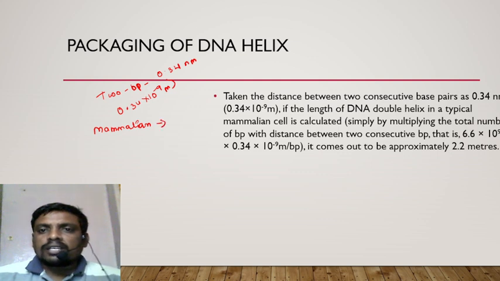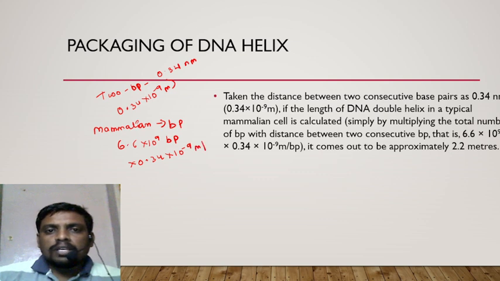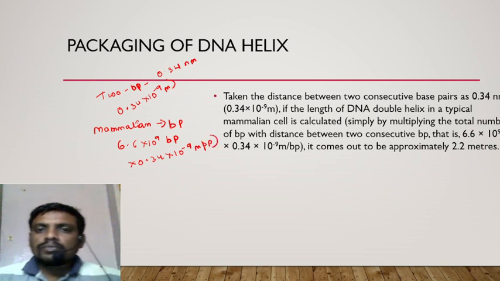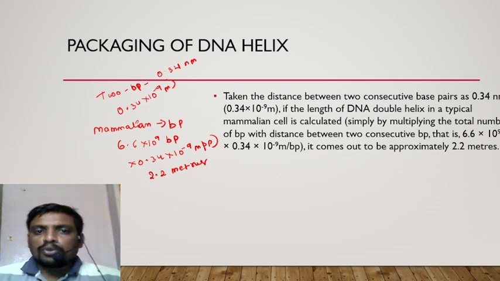The length of the DNA in a cell is calculated simply by multiplying the total number of base pairs by the distance between two consecutive base pairs. In a mammalian cell, 6.6 × 10^9 base pairs are present, multiplied by 0.34 × 10^-9 meters per base pair. It comes out to be approximately 2.2 meters. How much is it? 2.2 meters.